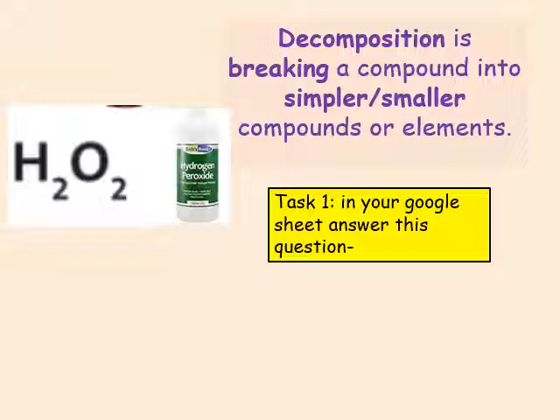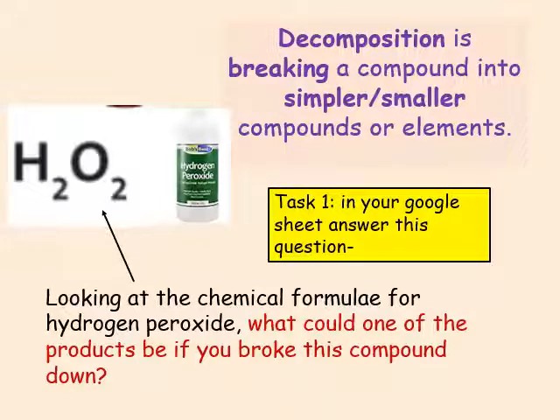Now, I want you to do task 1 in your Google worksheet and answer this question. Looking at the chemical formula for hydrogen peroxide, this is the chemical formula. What could one of the products be if you broke this compound down? Have a think and answer the question in your worksheet. Pause this video.